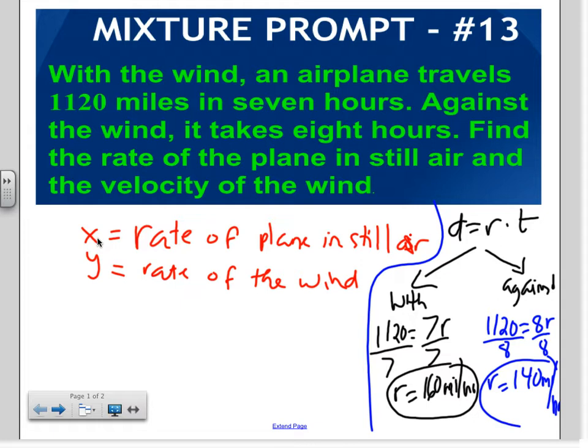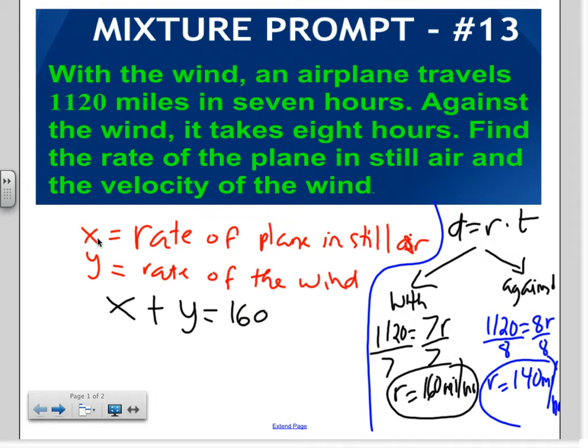Yes, go ahead. Thank you. The speed of the plane plus the speed of the wind will speed up the plane. To how fast? What did we just find out about the speed of the plane? 160. Very good. Didn't we just find out that with the wind, it's going 160 miles per hour?